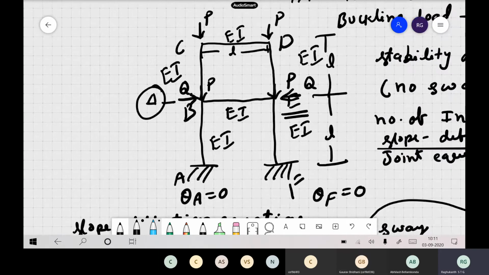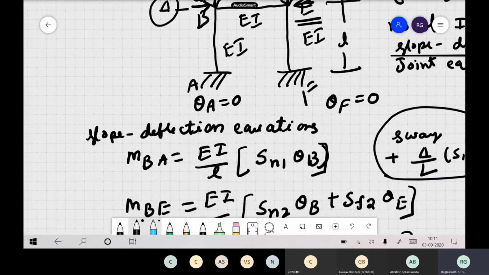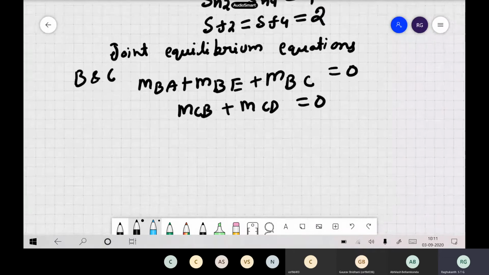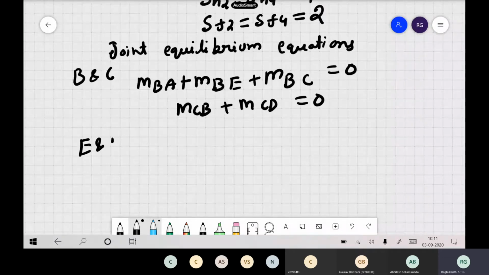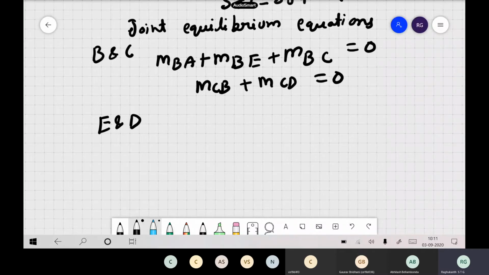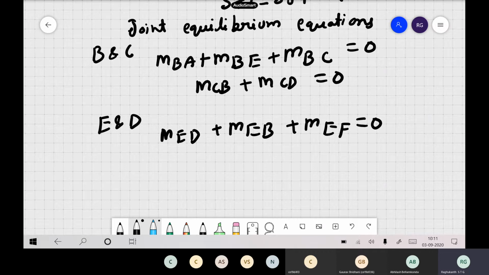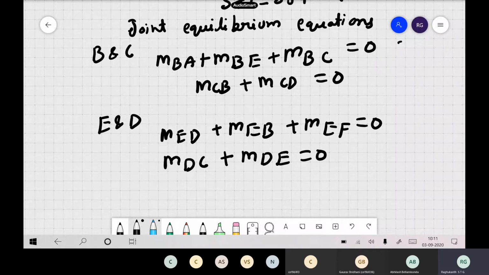Now you have to write similarly for joints E and D itself. So the equations will be, for joint E, M_ED plus M_EB plus M_EF is equal to 0. And similarly, M_DC plus M_DE is equal to 0. So these are our joint equilibrium equations.